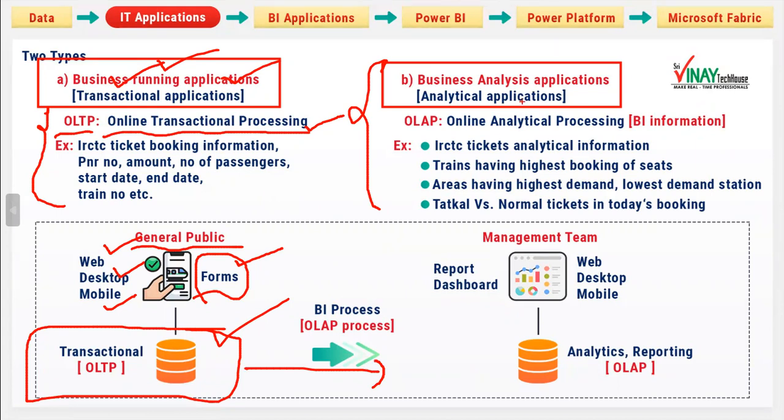Business analysis. Take the same example. When you book a train ticket, you see information like PNR number, amount, number of passengers, starting date, end date, train number, etc. That is the booking information. But as part of analysis and management decisions, we never use this information. Management people always expect to know, in today's booking, how many trains have full booking, how many trains have no booking, which region has the highest sale and which region has the lowest sale. That is the information required, which means from this, we need to create information like this.